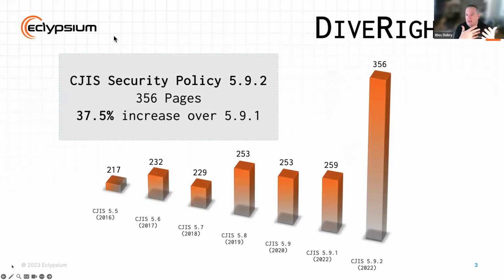So first off, just taking a dive right into it. In late 2022, CJIS security policy was updated from 591 to 592. 591 was 259 pages of controls, so a pretty substantial amount of controls already. 592 jumped up to 356 pages of controls, so a 37.5% increase over the previous version.